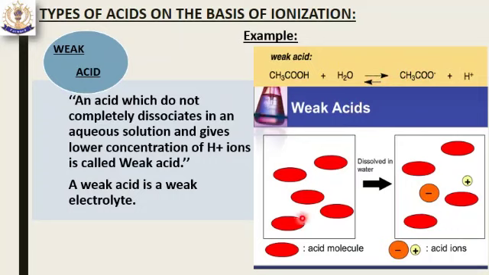Here you can see in this diagram the acid molecules are completely intact, but when they are dissolved in water they are dissociated, but half of their molecules are still intact. Some of the molecules have been dissociated. So this type of acid is a weak electrolyte because there is less concentration of ions in its solution.